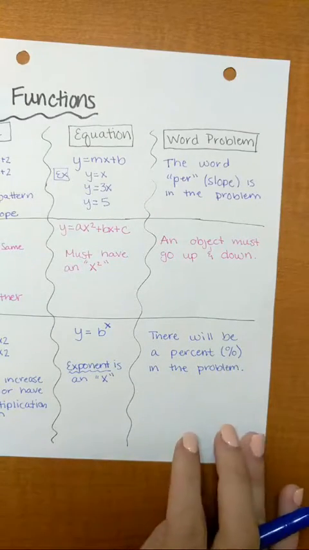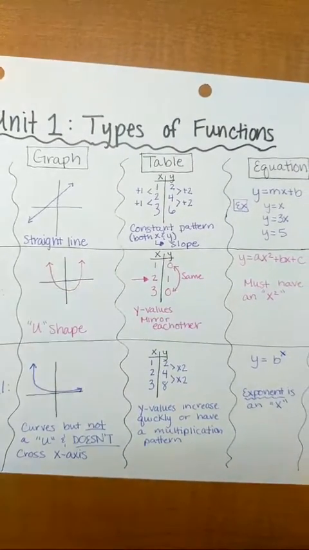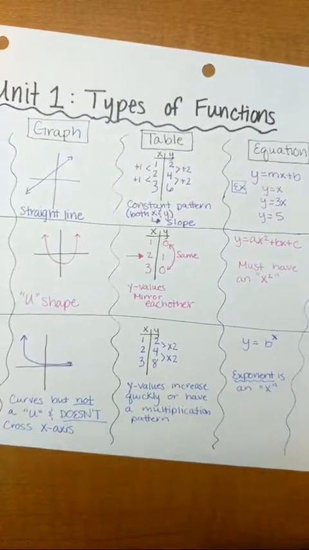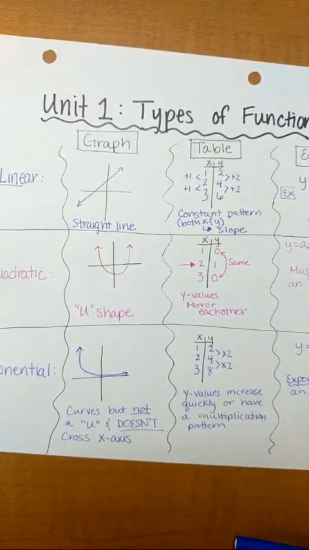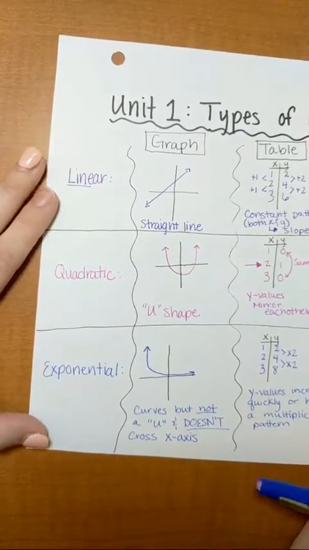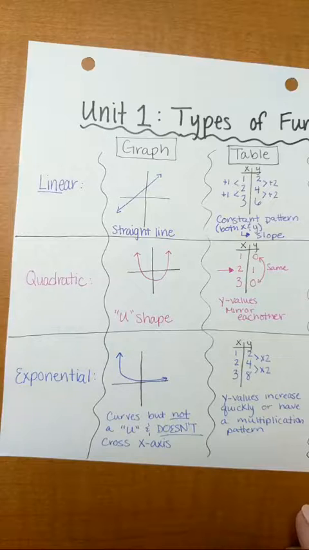So, like I said, we're going to give you either a graph, table, equation, or word problem, and you're going to have to tell us why it is linear, quadratic, or exponential. So here are your explanations on why. And then you're also going to have to tell us why it's not the other two options. So you're going to have your counter examples to tell you why it is not the other ones.